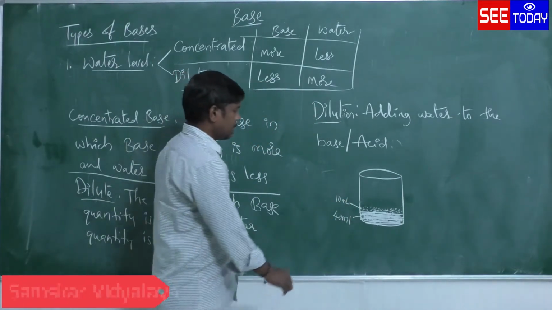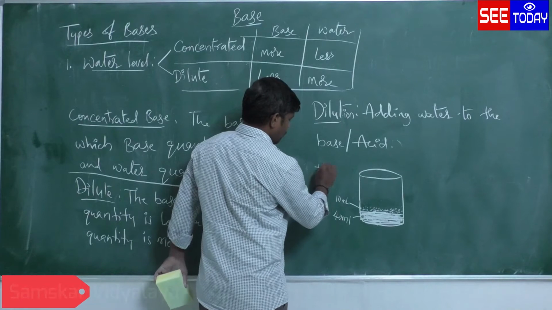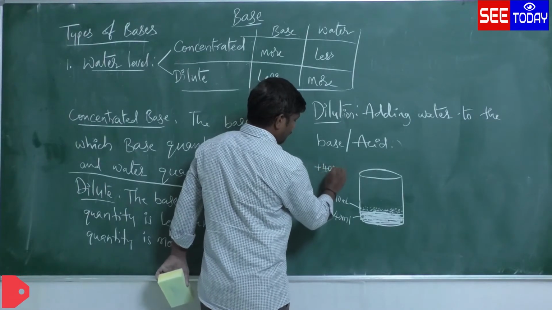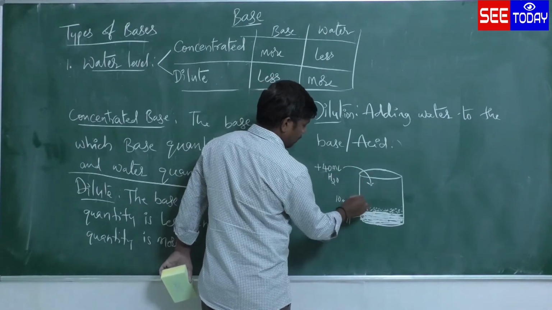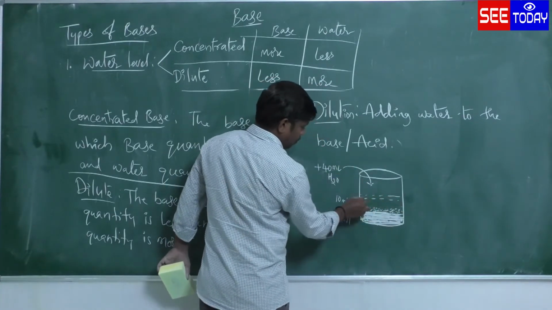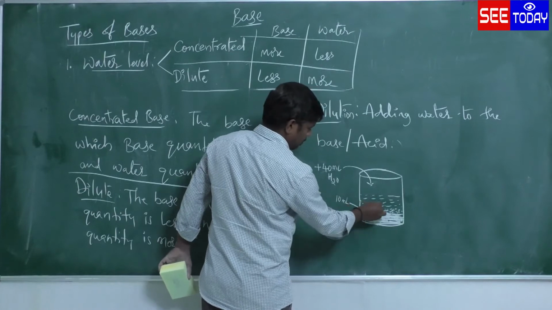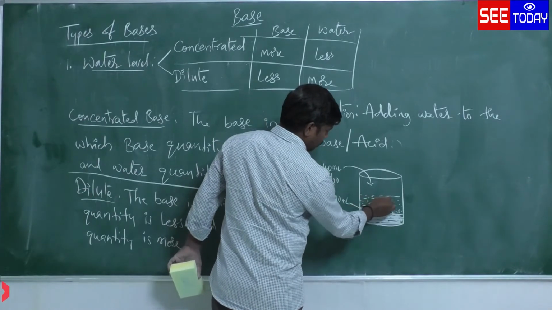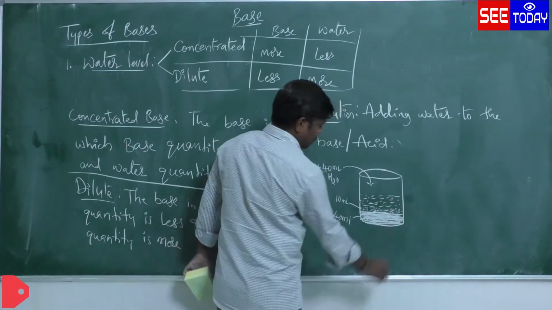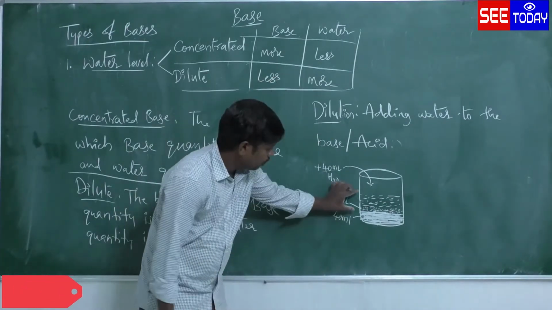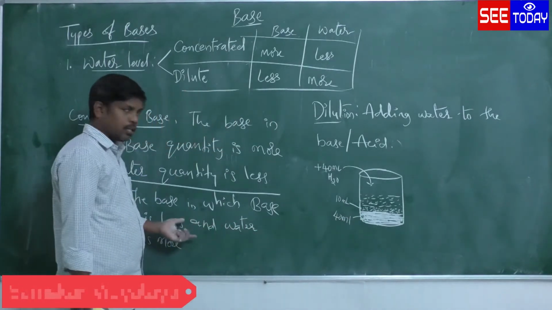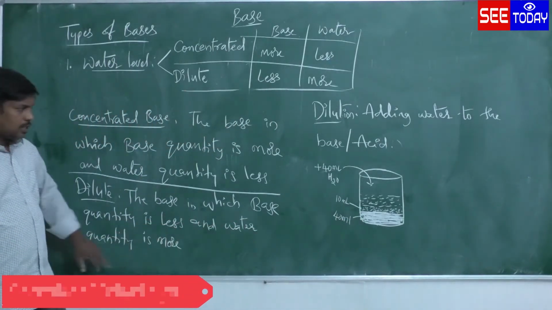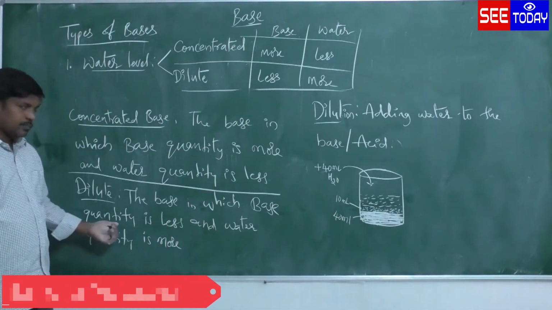Now to this, if I add 40 ml of water, then what happened? Water level increases. So, see here, more water level, less base. More water, less base. Then automatically we call them as dilute base. If water is more, dilute.